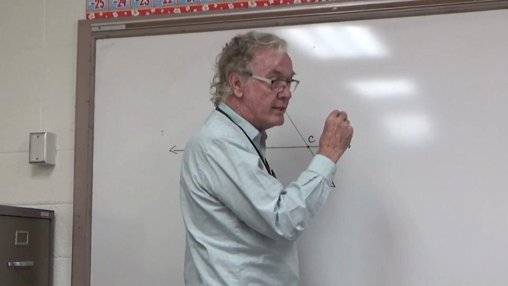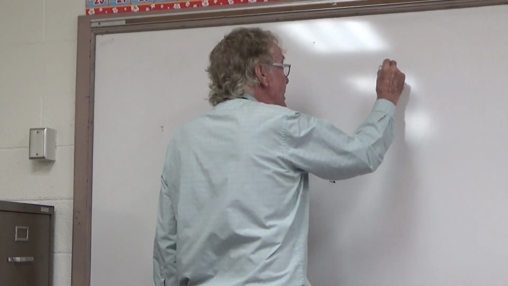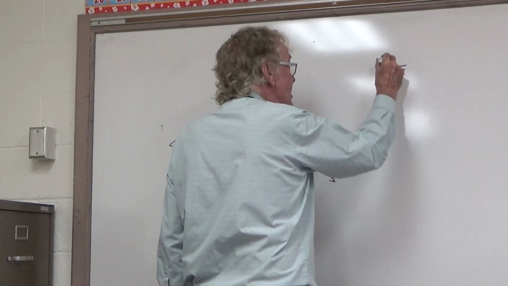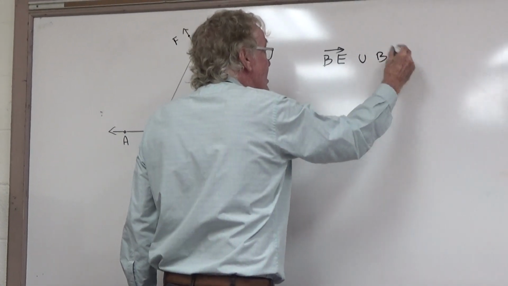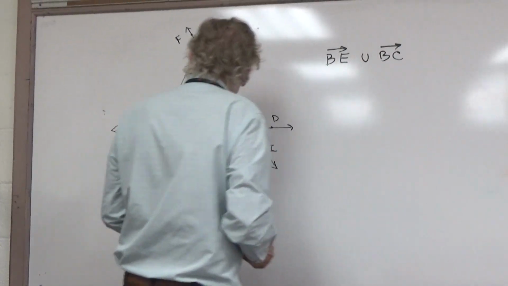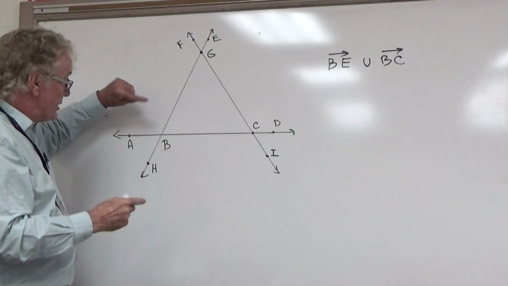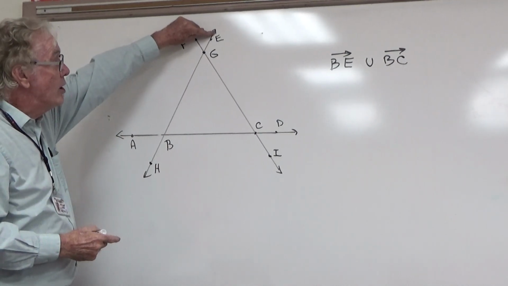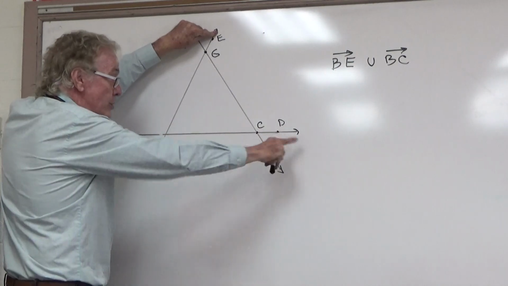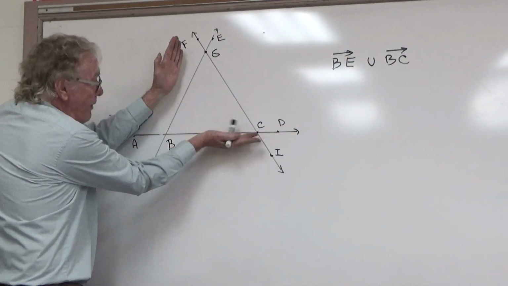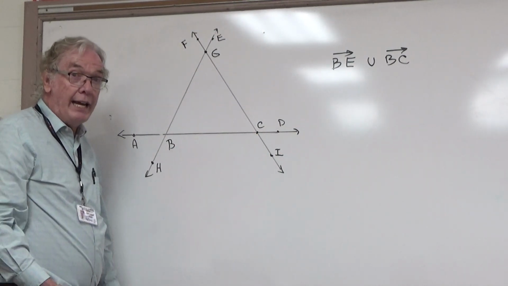We have Ray BE union with Ray BC. Now let me think. BE, the ray, starts at B, goes through E, keeps on going, joined together with BC that starts at B and goes through C and keeps on going. I have this ray and that ray. They make an angle, don't they?